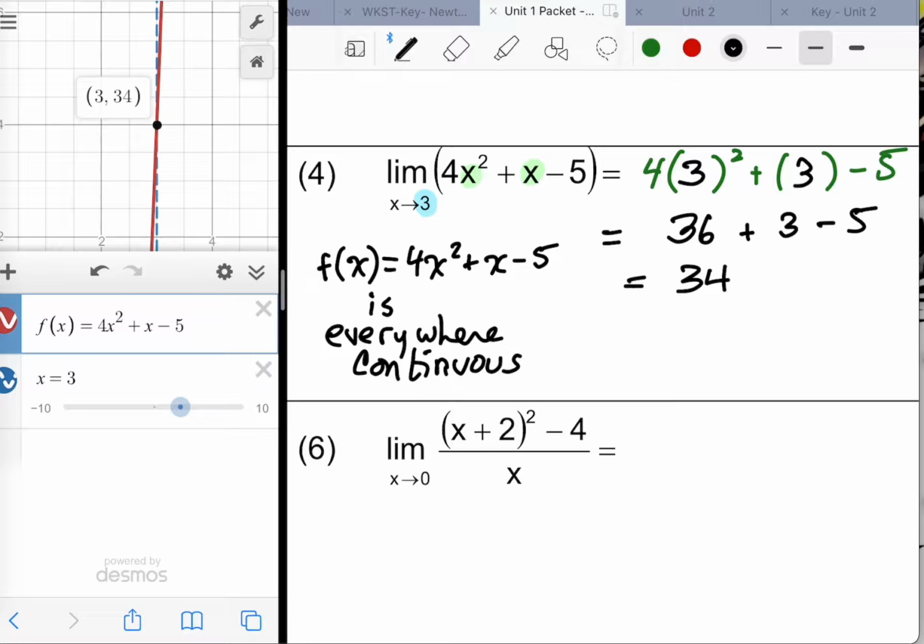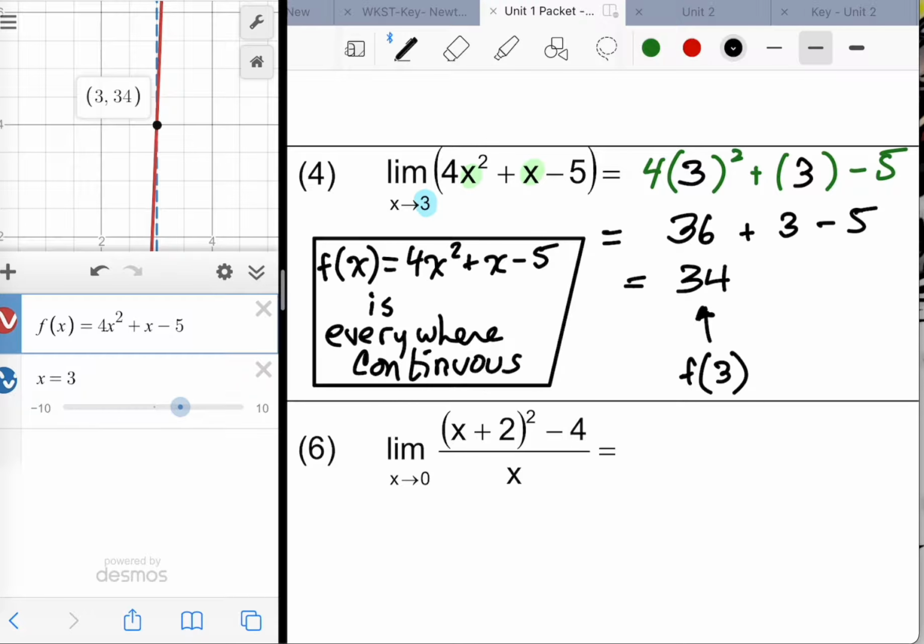That's a key ingredient, because if you could recognize a function as continuous, depending on where it's continuous, that could dictate how difficult it'll be to find your limit. If a function is everywhere continuous, then the result of the limit is simply f of whatever the limiting constant is, in this case, f of 3, AKA the y value at the given x value. But that's only if we know that the function is everywhere continuous.